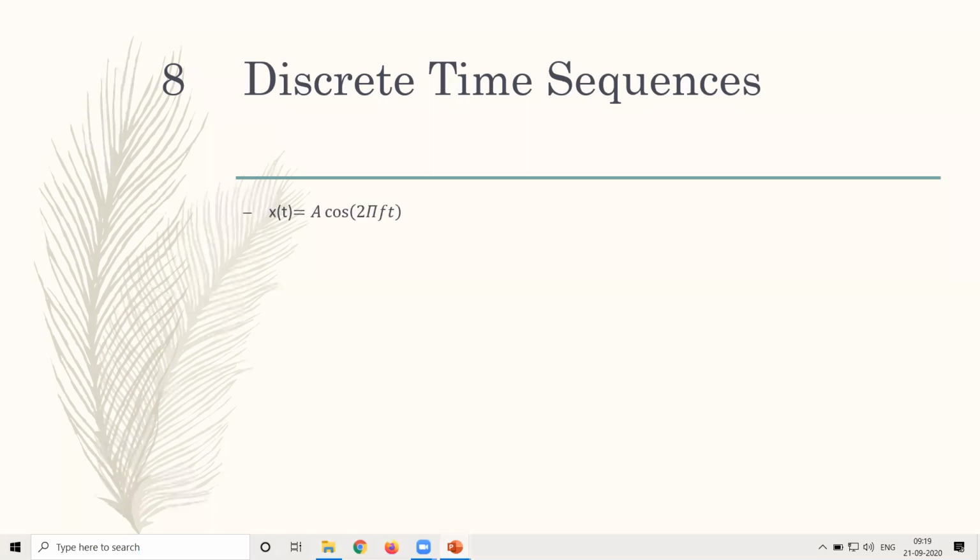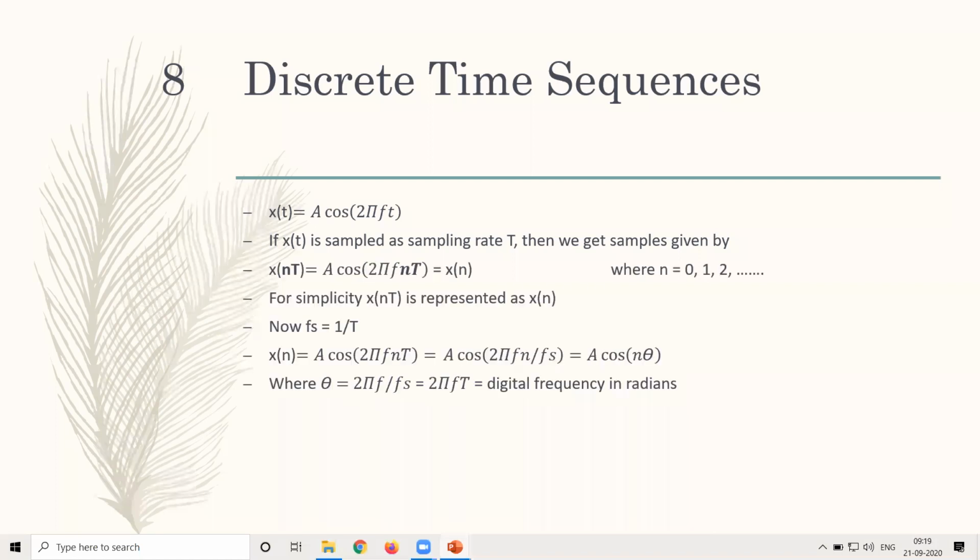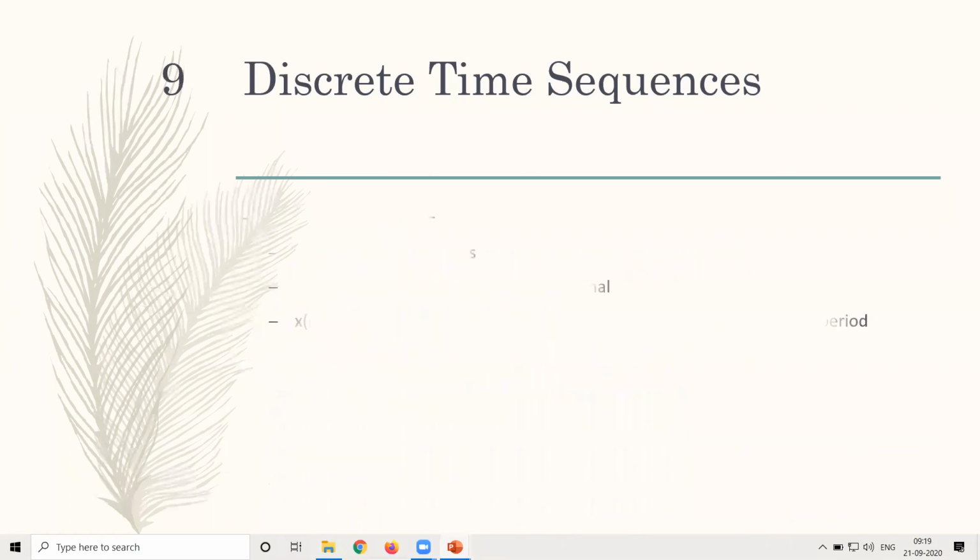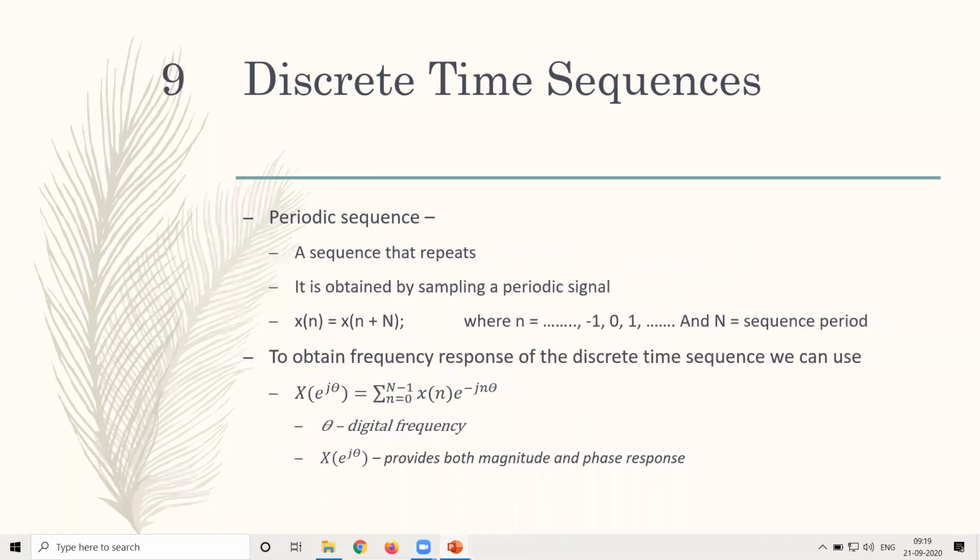Then we saw what is meant by discrete time sequences. When you have a continuous time signal, and if you sample it at some sampling rate and you satisfy some criteria, then you'll be able to recover the signal at the other end. Now, if you're sampling the signal at some sampling rate, you'll be getting only a few of the samples. Those samples are nothing but the sequences what you get. So those sequences are termed as the discrete time sequences. That is what we had discussed. And if we sample a periodic signal, we'll be getting a periodic discrete time sequence. So these are things we had discussed.